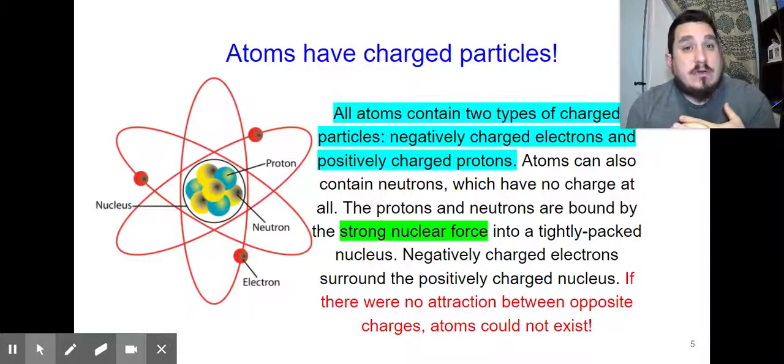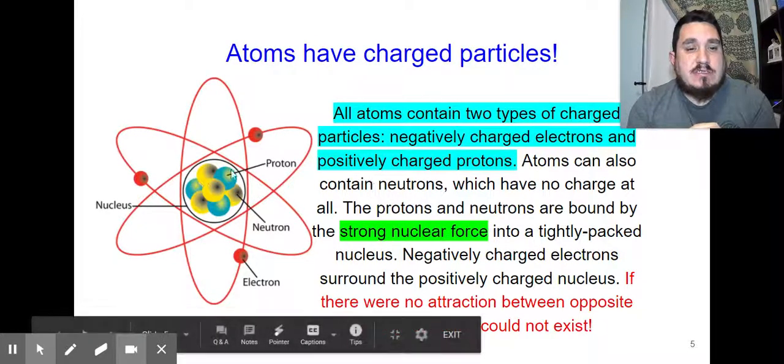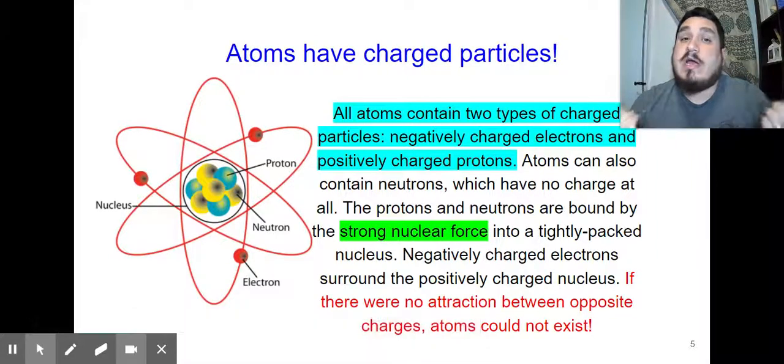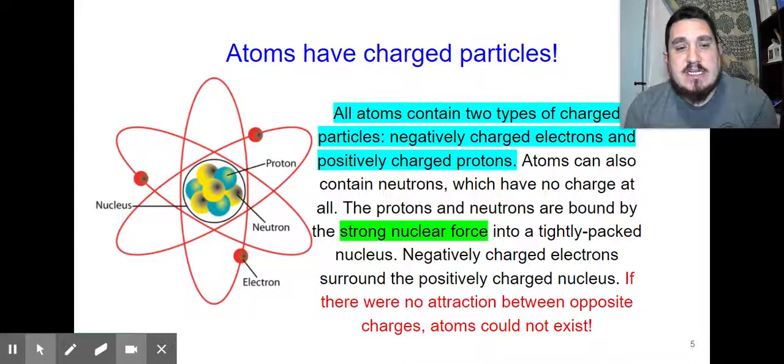Also, please remember that atoms have charged particles. All atoms have two charged particles in them. They have the positive proton, and they also have the negative electron. Look at the model there in the picture. The protons and the neutrons are in the center of the atom. The neutrons are neutral; they do not have a charge. So they do not exhibit any field characteristics with electrical charges. So we have the protons and the neutrons in the middle.